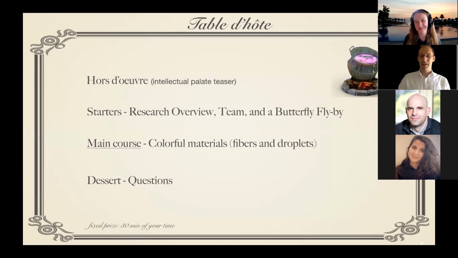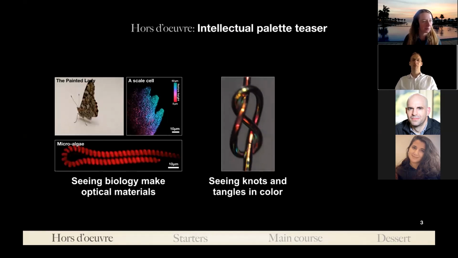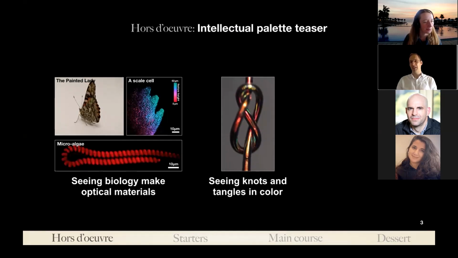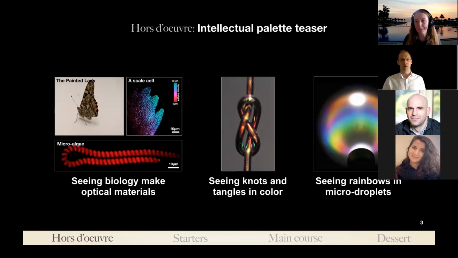All right. Now, for the hors d'oeuvre, there are three different things that I can try to speak about today. One is butterflies briefly and how to see biology make materials. The second one I want to point out is seeing how knots and tangles in color show their mechanics. And the third one, if I get there, is looking at the colors and the rainbows in micro droplets. This is sort of the palate teaser.